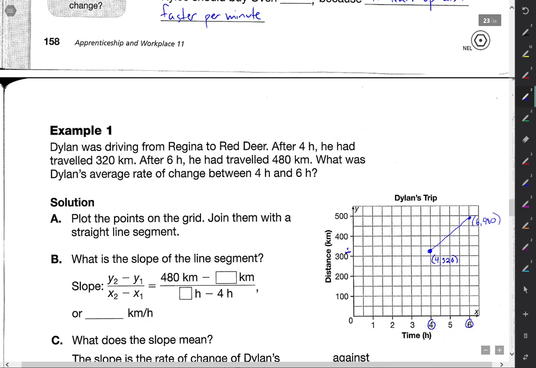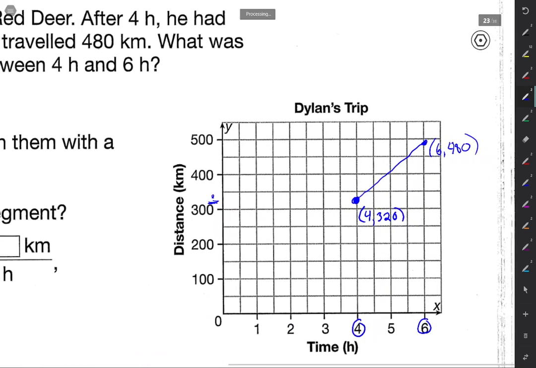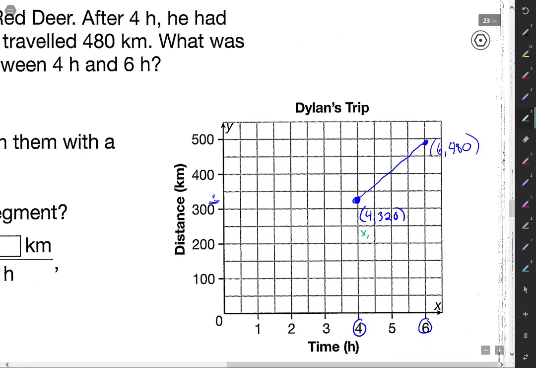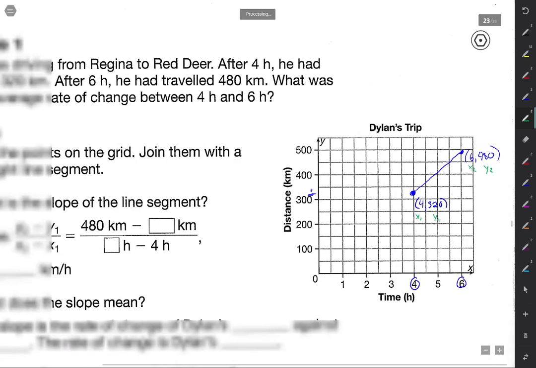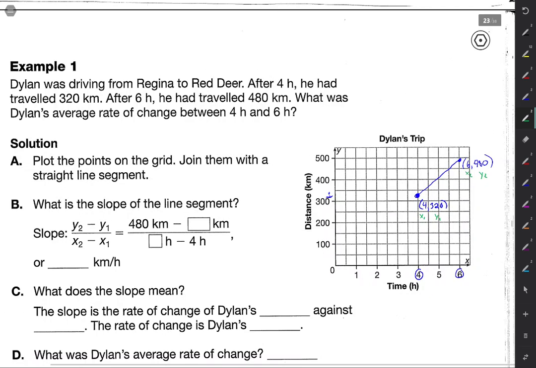And now I connected those 2 points with a line. So what is the slope of this line segment? Again, we're going to use our formula where we label the points x1, y1, and x2, y2. Now we're going to plug them in here. So y2 is 480 and y1 is 320, and then x2 is 6 and x1 is 4. So if we do the math, we're going to get 160 divided by 2, and that's going to equal, if we put that in our calculator, 80 kilometers per hour.